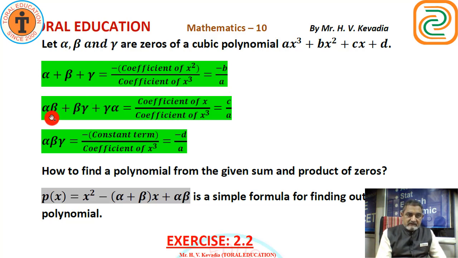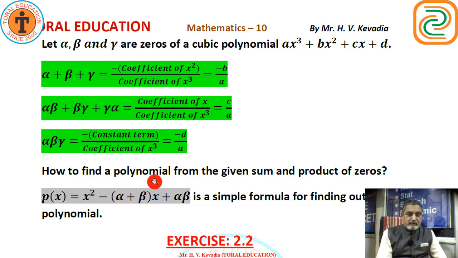Alpha beta plus beta gamma plus gamma alpha equals the coefficient of x upon the coefficient of x cube, that is c upon a. Alpha beta gamma, the product of all three, is minus the constant term upon the coefficient of x cube, that is minus d upon a. These are the formulas given in green color. You should remember all these formulas.